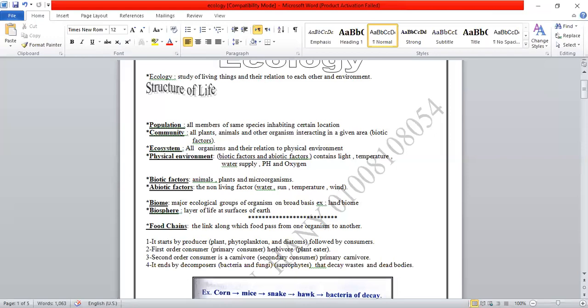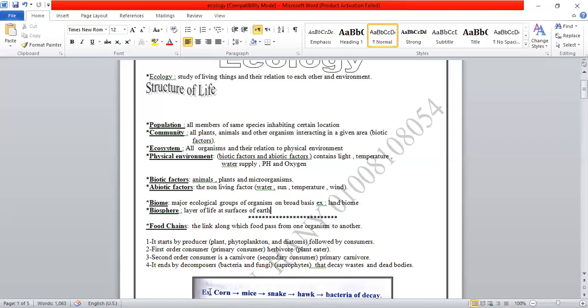So the biome is large ecological units that form our earth. Like the land biome, which is all land found on the earth, the water biome, all water found on the earth, and the air biome, all air found on the earth. So you know what a biome is? It is a major ecological group of organisms on a broad basis, because it is very large units, like the land biome.